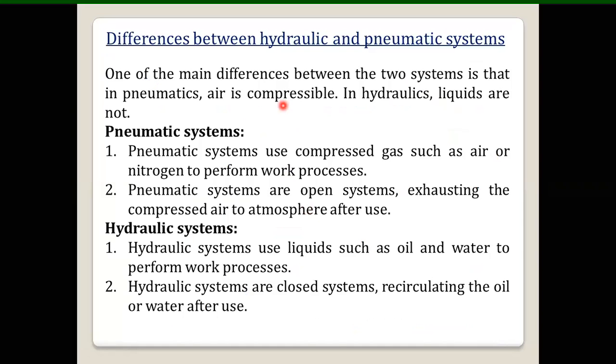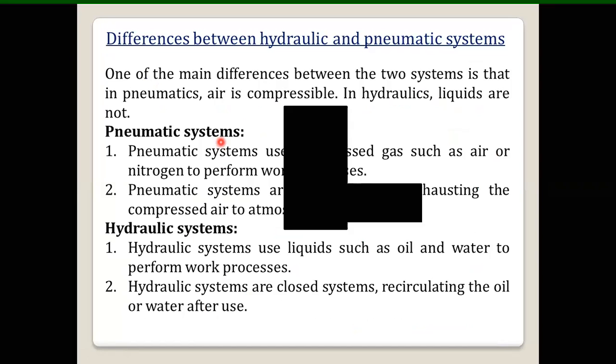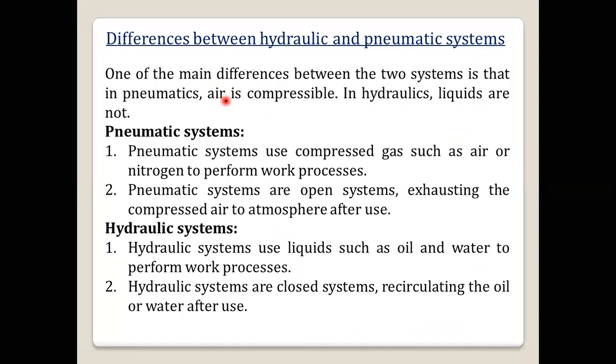So let us see what the differences are between the hydraulic system and the pneumatic system. The main difference is that in pneumatics we are using air, which is compressible, and in hydraulics we are using liquids such as oils, which are not compressible. The pneumatic system uses compressed gas such as air or nitrogen, mostly air or nitrogen, to perform the work process. Similarly, in the hydraulic system we use liquids such as oil and water. Water we mostly do not use, hardly 1% or 5%, but we use oil to perform the work process.